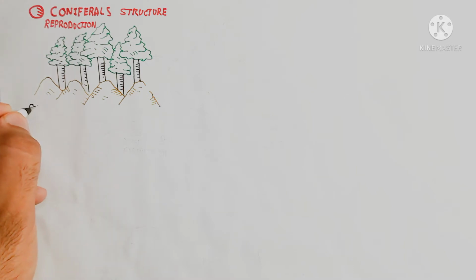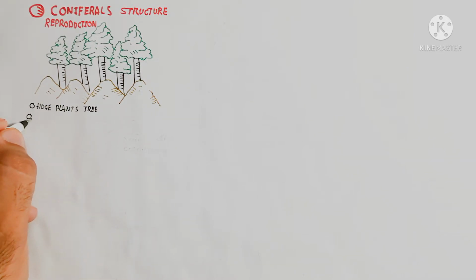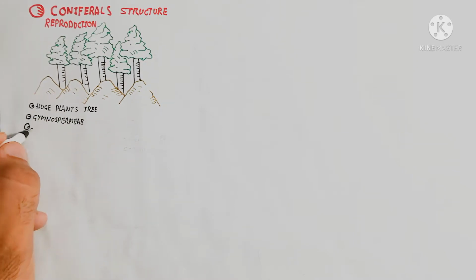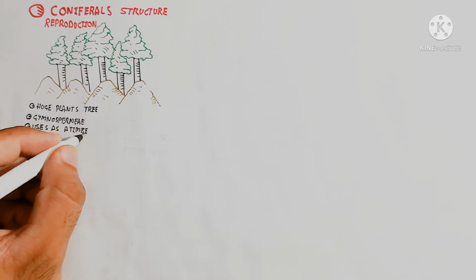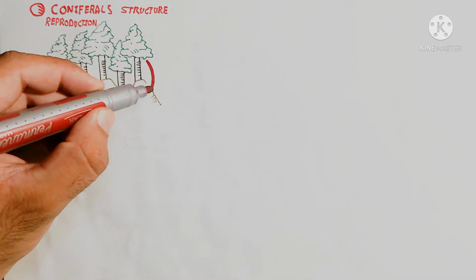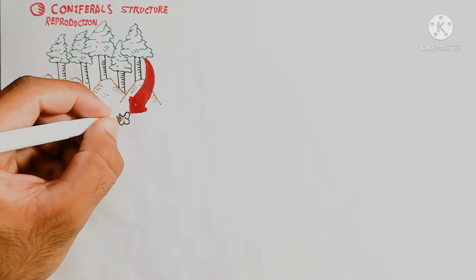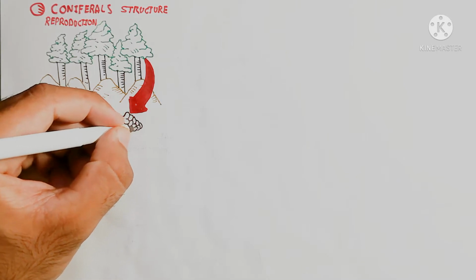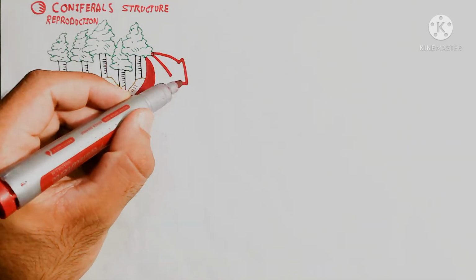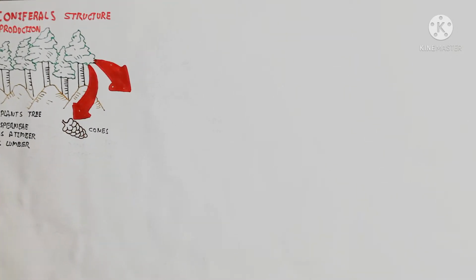So the conifer is a gymnosperm. Gymno means their seed is naked, not contained in a fruit. Here is the plant of conifers, a huge tree, 400 feet tall, a gymnosperm. It is used as timber and lumber, and their wood is very useful. While here is the cone, which is shed into the soil and reproduces that plant again. We will discuss how in this video, and we will also discuss the reproduction.